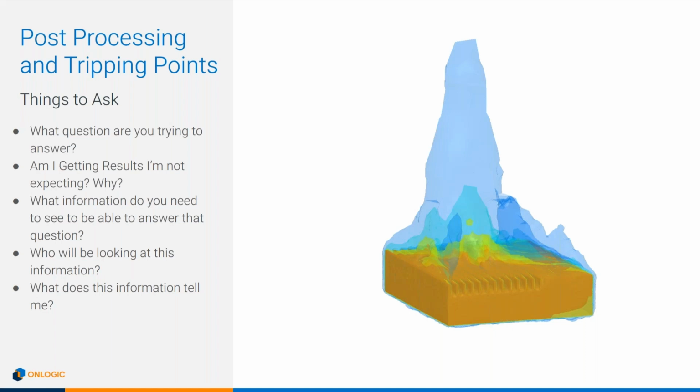Now, how do we look at our results and get the best information we can from them? Some things that the OnLogic team uses when we're talking about these things in our day-to-day meetings is, first of all, what question are we trying to answer before we even run a simulation? And once I run that simulation, am I getting the results I'm expecting? Are the results not what I'm expecting? Why? And what information do I need to be able to answer any questions that might come up from the results? These things can indicate what our next test might be.